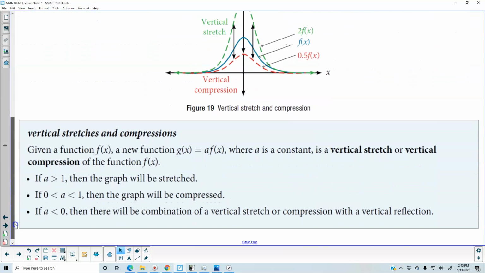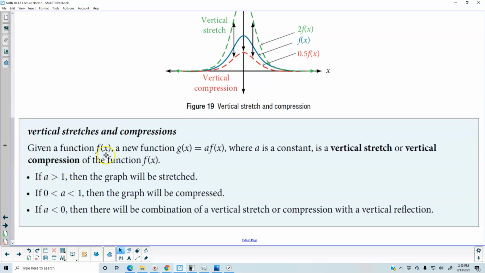So for vertical stretches and compressions, given a function f of x, a new function g of x equal to a times f of x, where a is a constant, is a vertical stretch or vertical compression of the function f of x. Now, if the value of a is greater than 1, then the graph is going to be vertically stretched. That means the value of a is 1, 2, 3, 4, 5, 6, and so on.